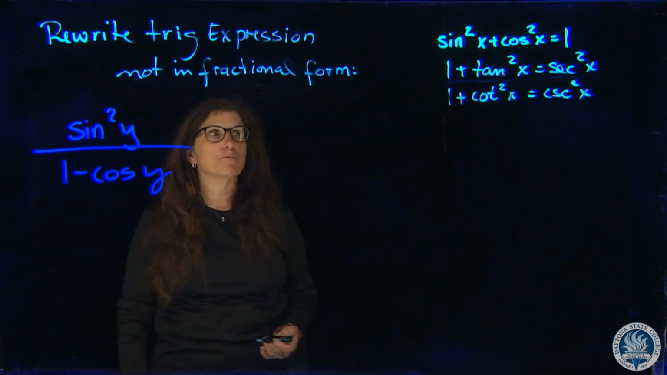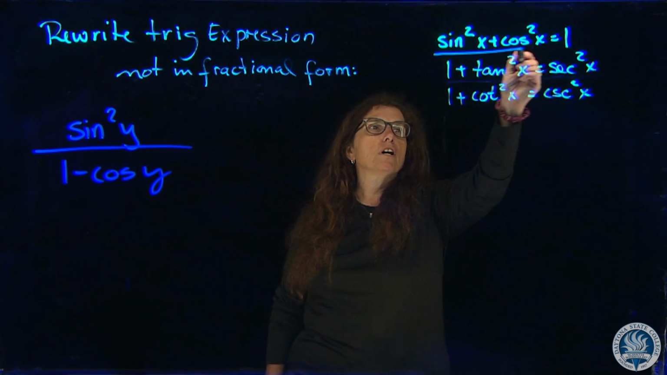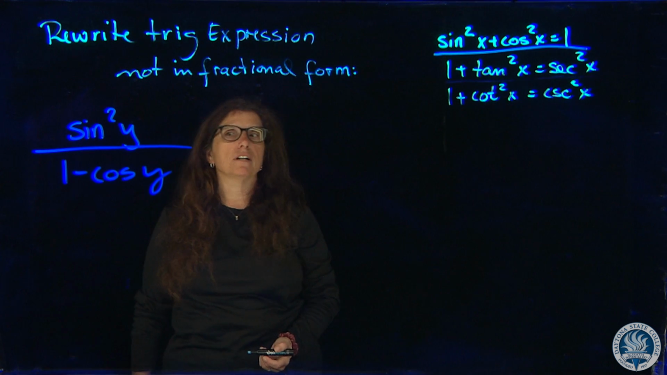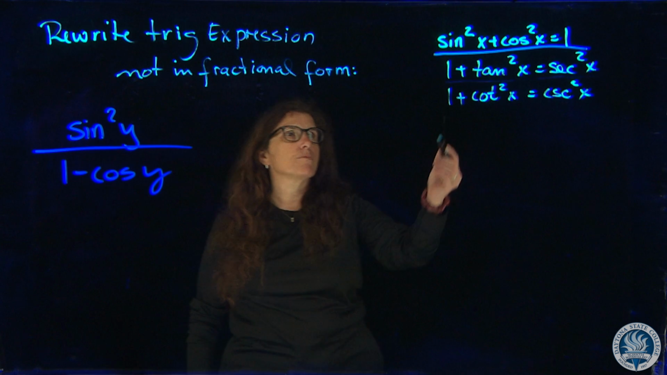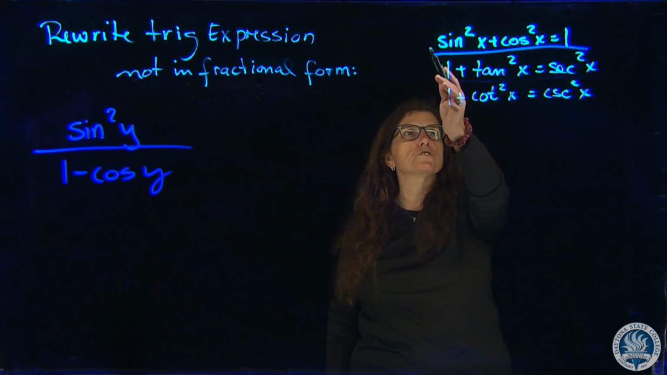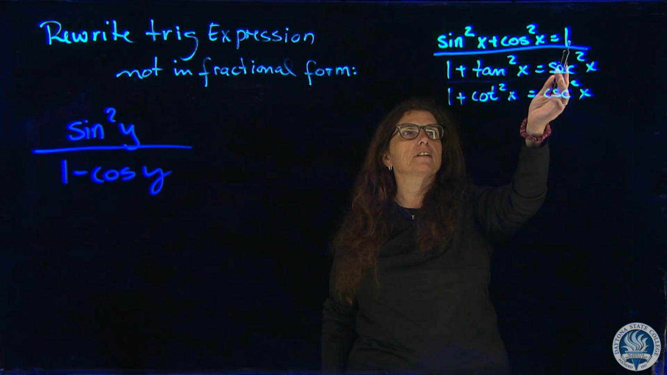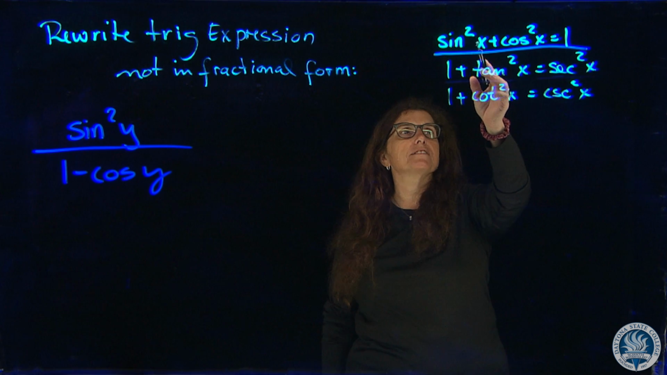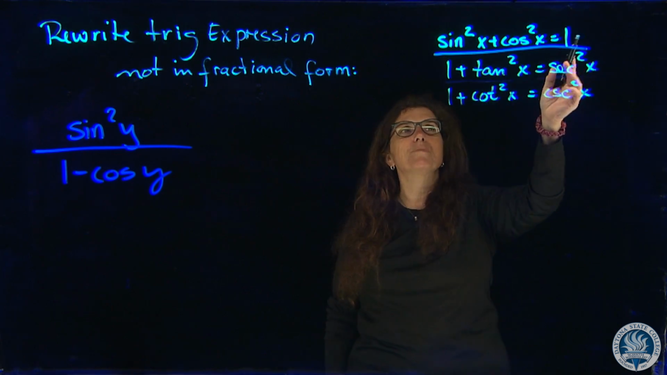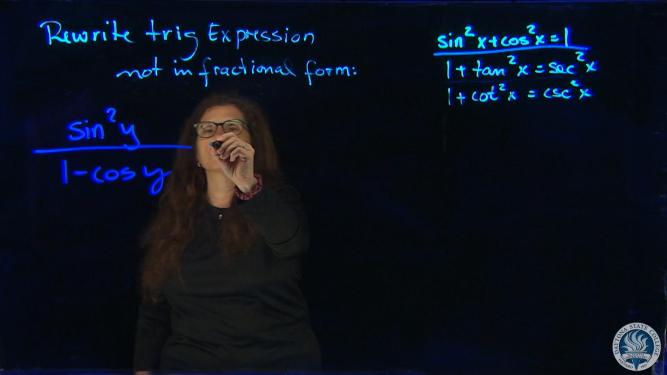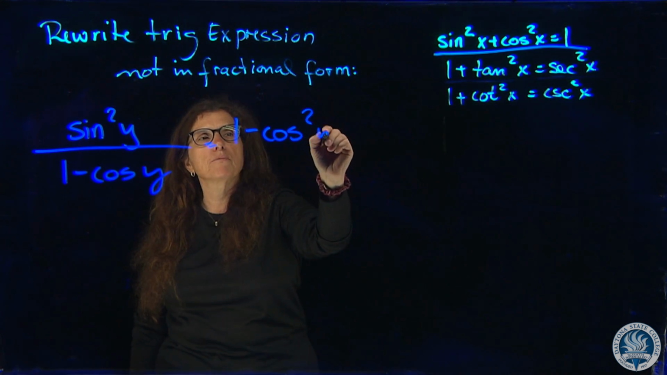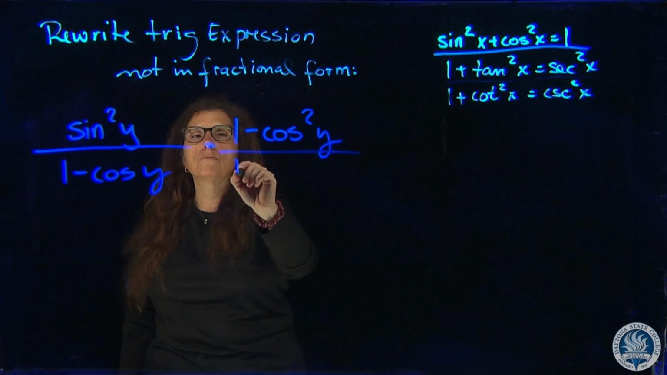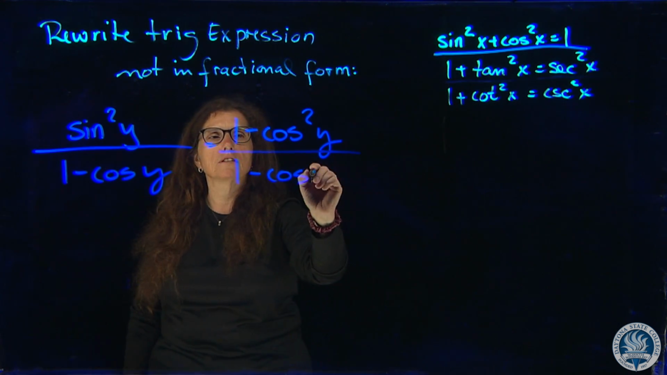Sine squared y. The mother of all mothers of formulas in trig we have right here. So let's rewrite the sine squared y. If we use the first Pythagorean identity, we solve for sine squared. That would be 1 minus cosine squared. So I'm going to rewrite it: 1 minus cosine squared y over 1 minus cosine y.